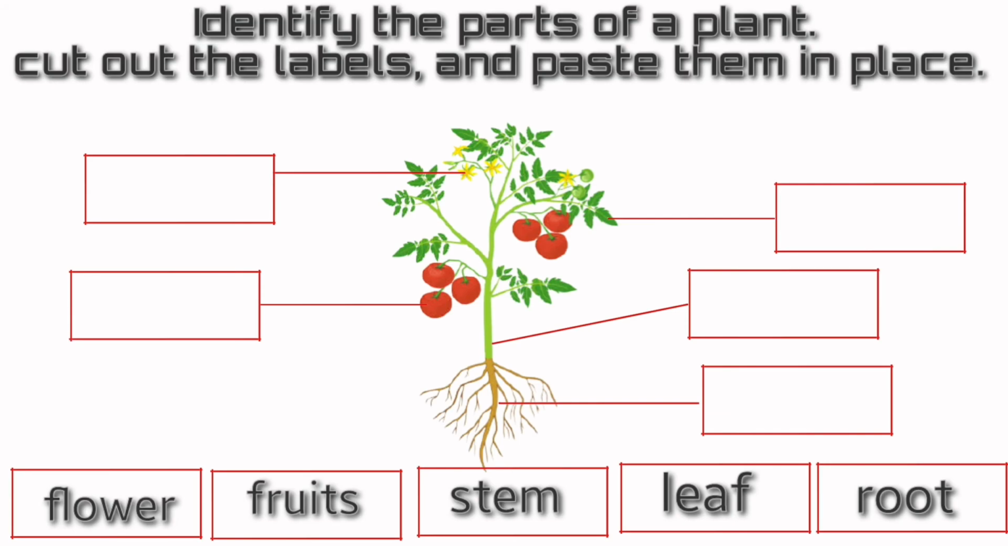Identify the parts of a plant. Cut out the labels and paste them in place. Flower, fruits, stem, leaf, root.